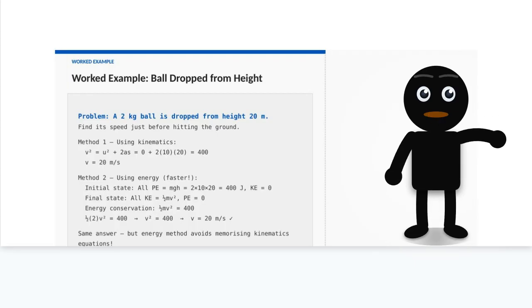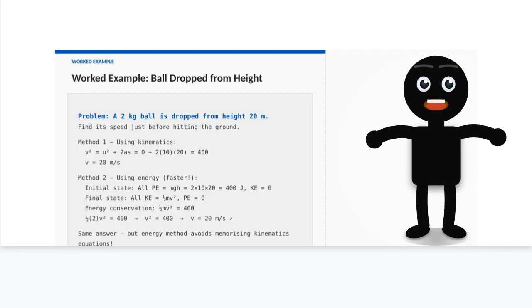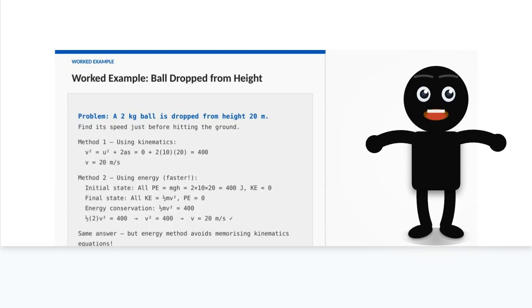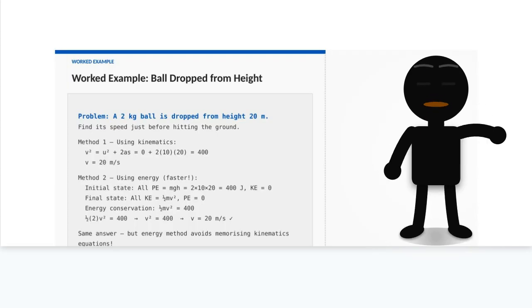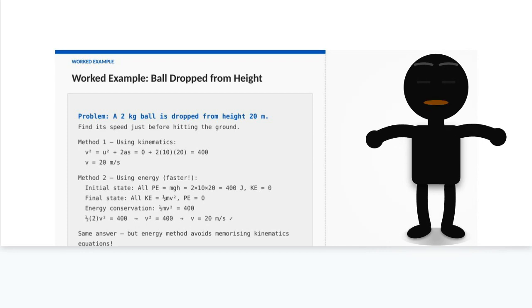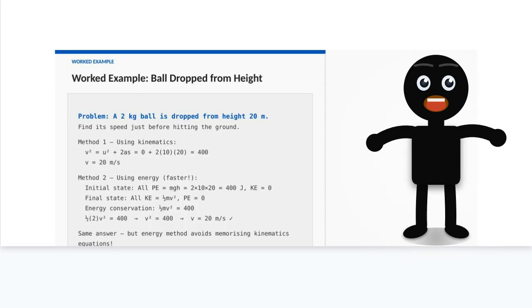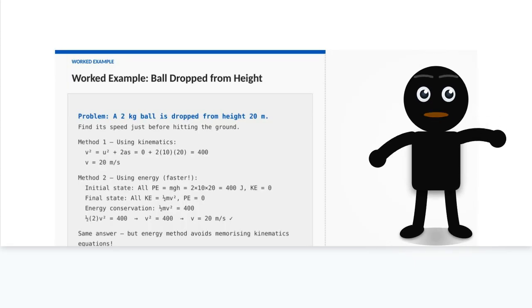Same answer. But look, the energy method did not require memorizing which kinematics equation to use. For more complex problems, like a ball rolling down a curved ramp or a pendulum, energy methods are dramatically faster. This is why physicists and engineers default to energy analysis, it cuts through the complexity.